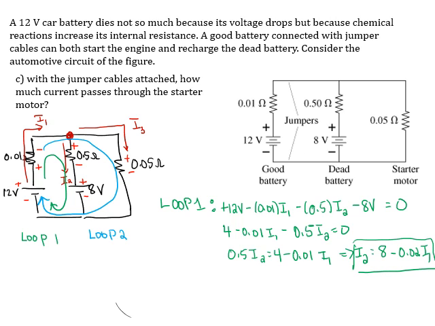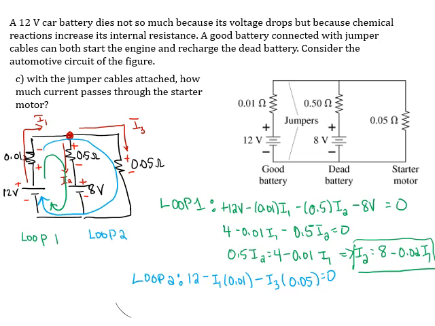Our next equation will come from loop 2. In loop 2, let's go around our loop. So we get a potential increase due to our good battery of 12 volts. We get a decrease through the 0.1 ohm resistor, so minus I1 times 0.01. Then we get to the 0.05 ohm resistor. We notice the current I3 travels from plus to minus, so that's a potential drop. Minus I3 times 0.05. That all sums to give 0.